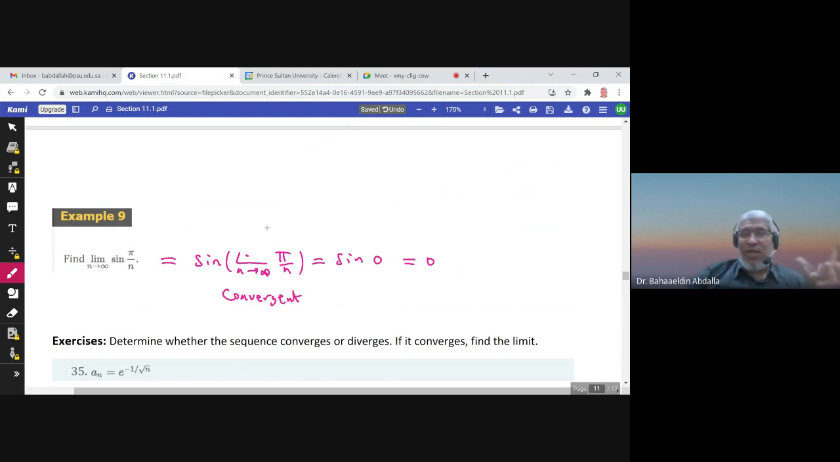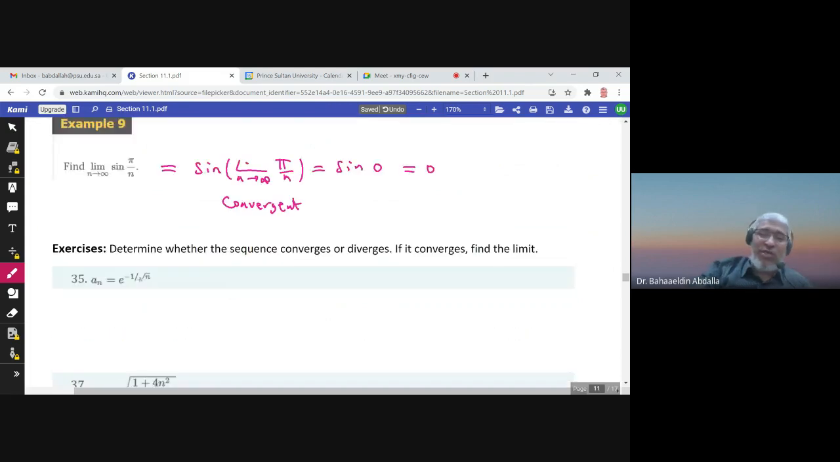Differentiate between sine n, which we had before, and this, which is sine pi over n. So there is a big difference when n comes in the numerator or in the denominator.